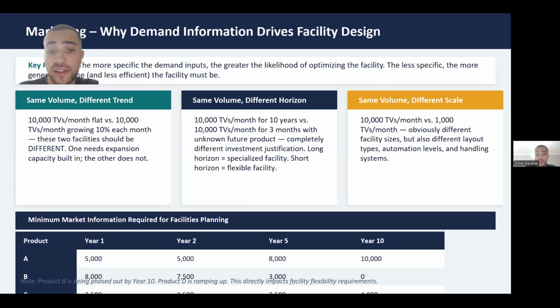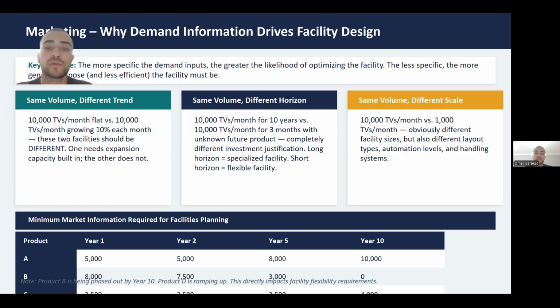The specificity of your demand information directly determines the quality of your facility plan. More specific inputs equal a more optimized facility. Vague inputs force you to build a more general purpose and less efficient facility. Three scenarios to understand this. First, a facility making 10,000 TVs per month versus one making 1,000 per month, obviously different sizes, but also different automation levels, handling systems, and workforce structures.